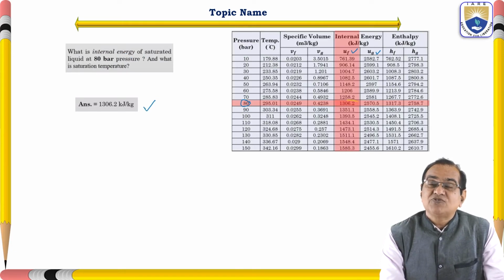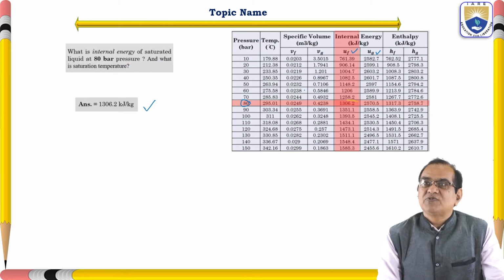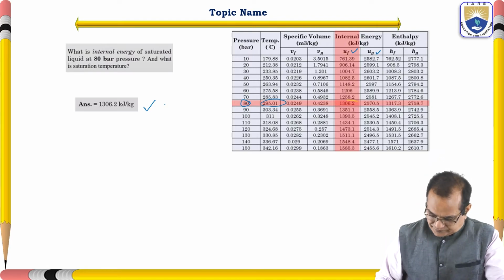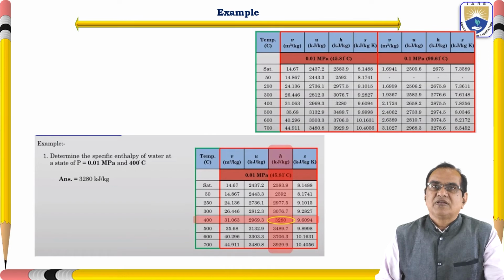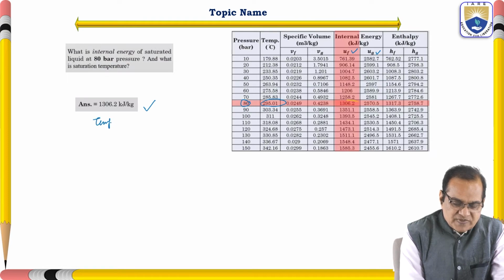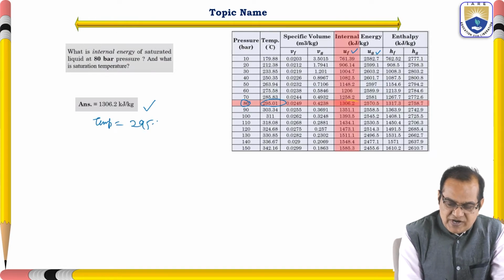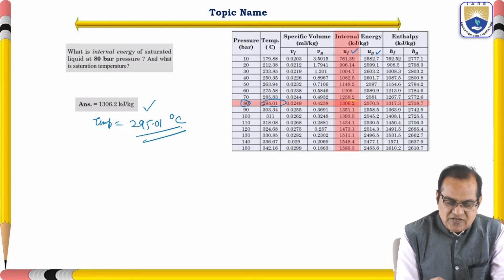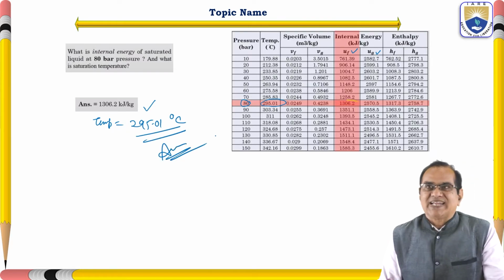And what is the saturation temperature? If you see, the saturation temperature is this, 295.01. Okay, so we can get the temperature: 295.01 degrees centigrade. Okay, this is the second answer.